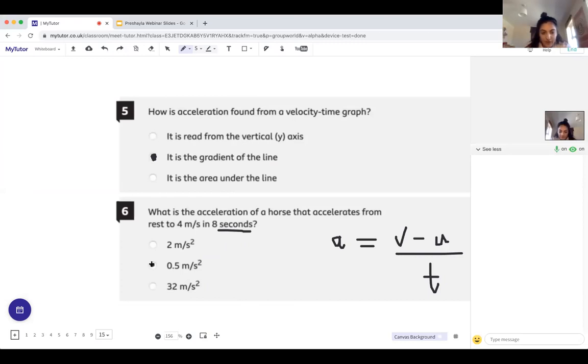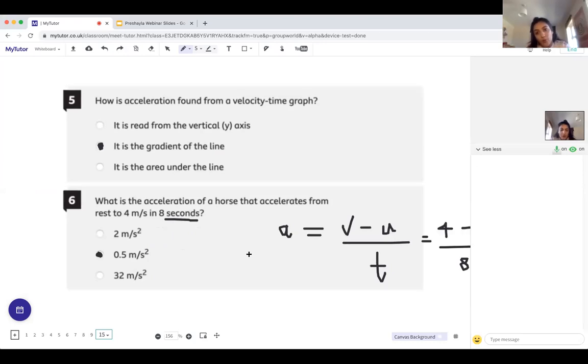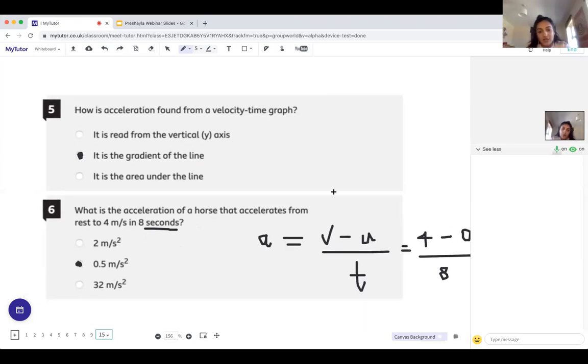Well done if you got that. It wouldn't be appropriate to use our other equation for constant acceleration. So remember, our other equation is the v squared minus u squared one. But it wouldn't be appropriate to use that because we don't have any distance. So if we don't have any distance, we can't use that equation.